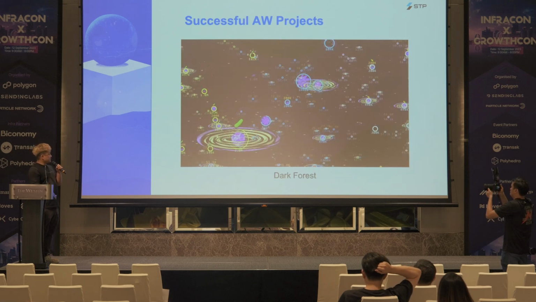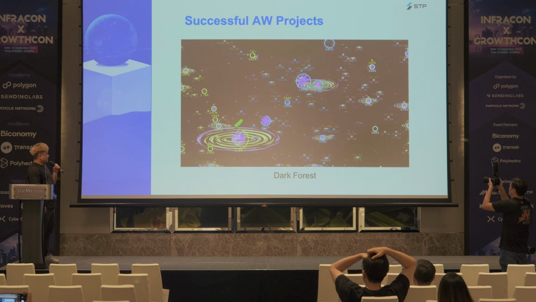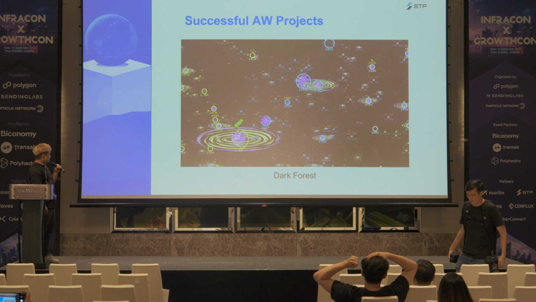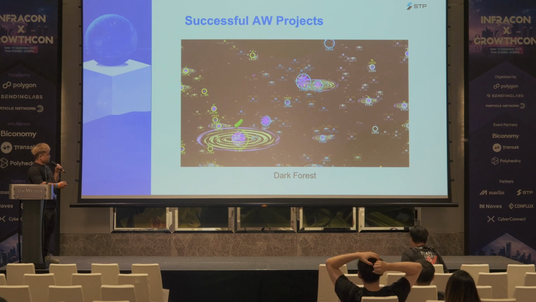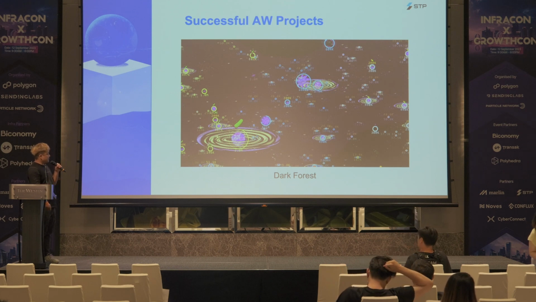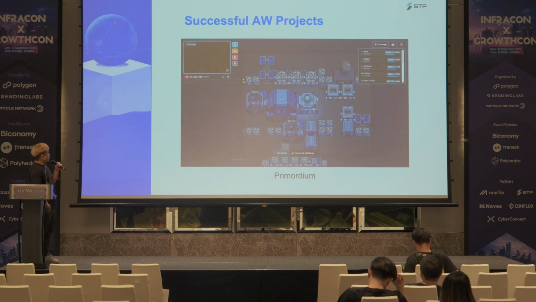This is the most famous autonomous worlds project, called Dark Forest. It was based on a famous Chinese science fiction book, and all these planets are governable by the blockchain. People can build on top of them, and you use ZK proofs to obscure game data from each other. This is a more recent game called Primordium. It's kind of like a factory-based game. It's also fully on-chain and autonomously running, so all these assets can be maintained and changed by players.